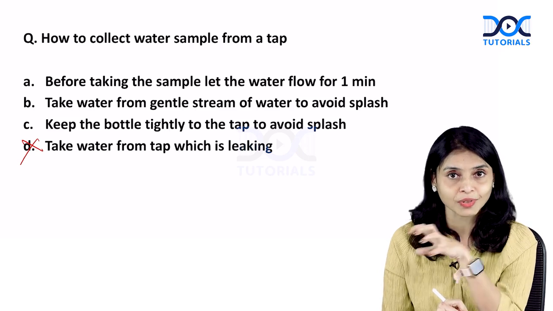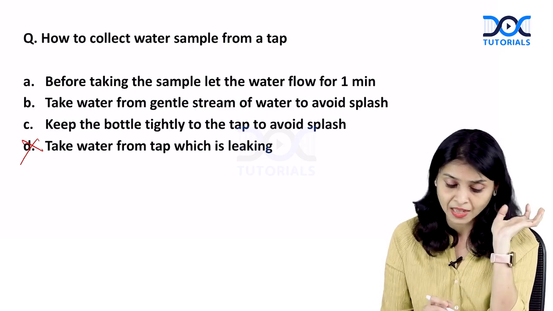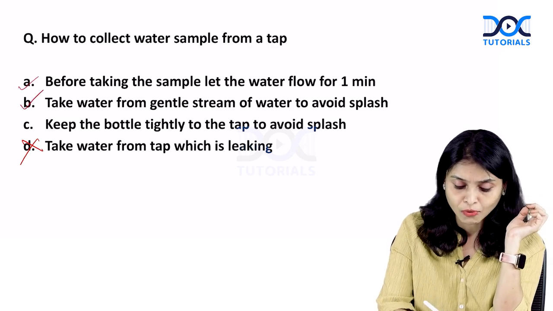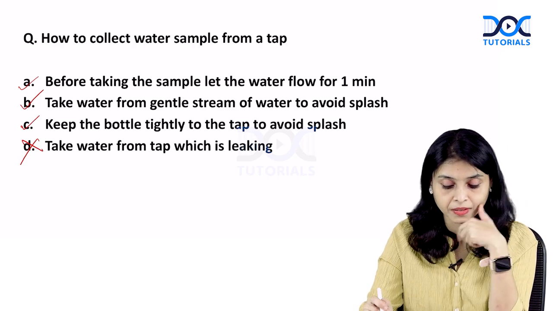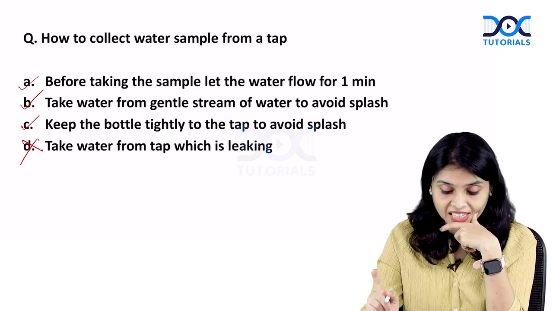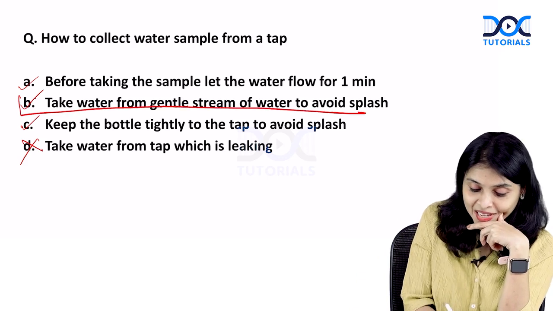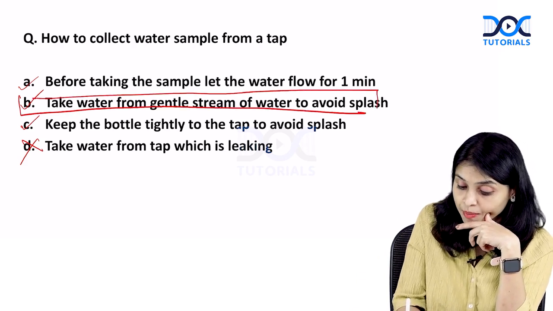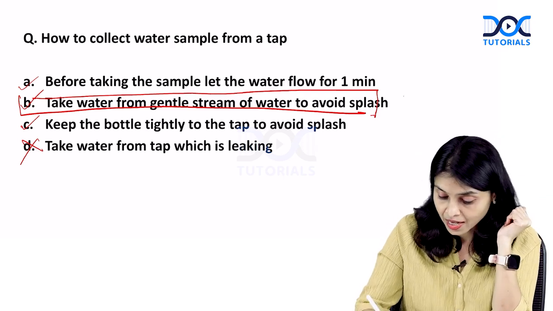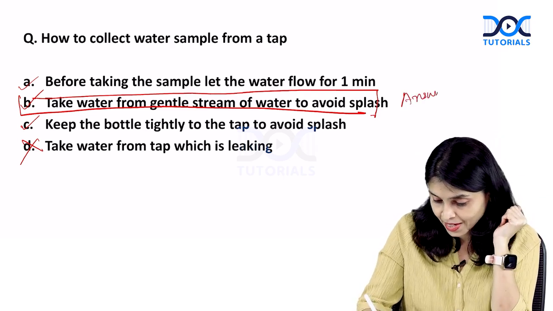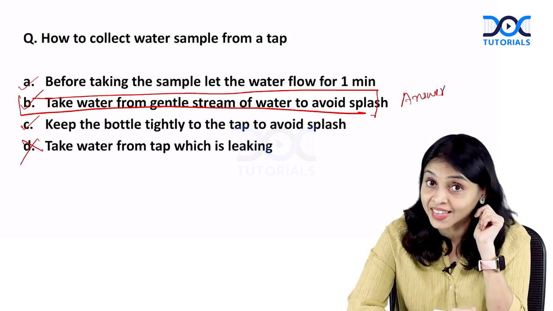This is what I have got from those students who have tried to recollect this. Many have gone for A, few have gone for B, and few have even gone for C. So, what is the answer actually? Here the answer is B, guys. Take water from a gentle stream of water to avoid splash. That is the answer. Now, the majority who have gone for A, why is the answer wrong?